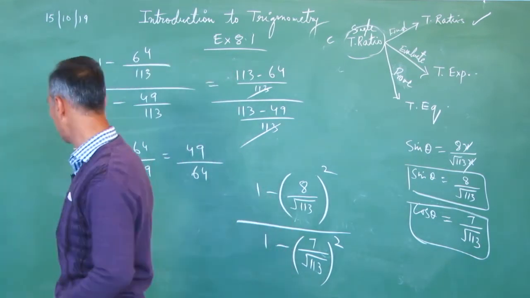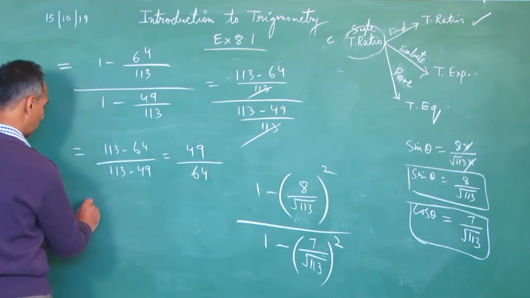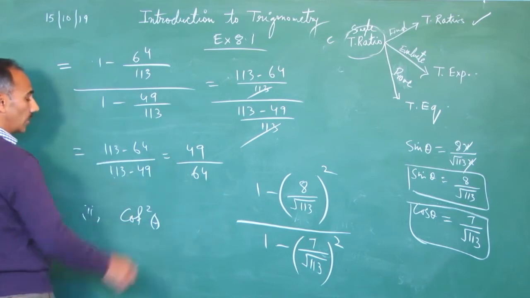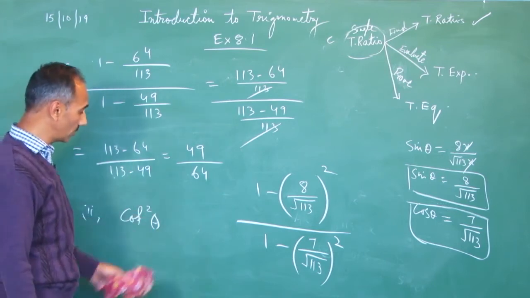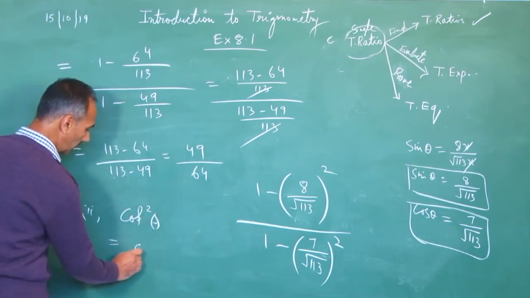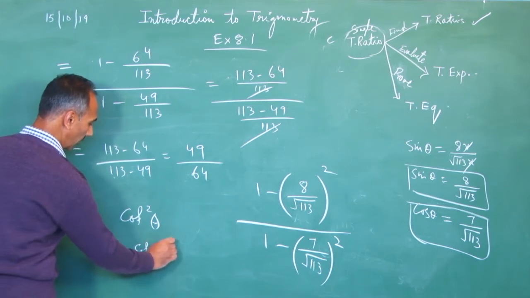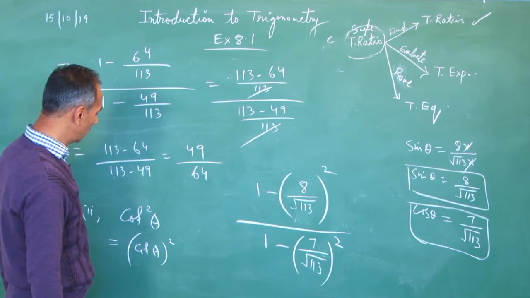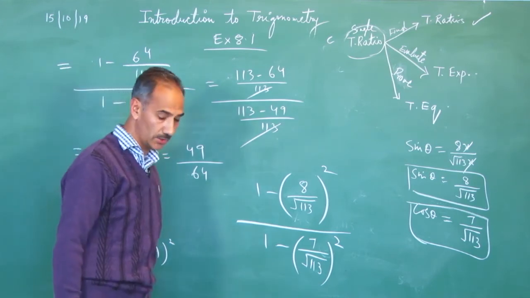Now its second part is cot square theta. This is quite easy. Cot theta was already given. So you put the value and square it. So cot square theta will be cot theta whole square. So this was a square of the given t ratio.